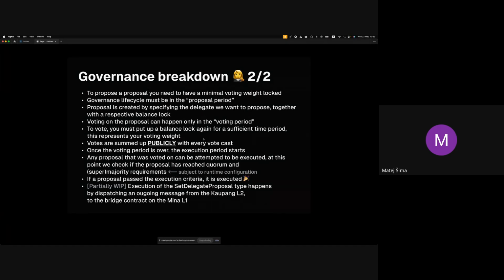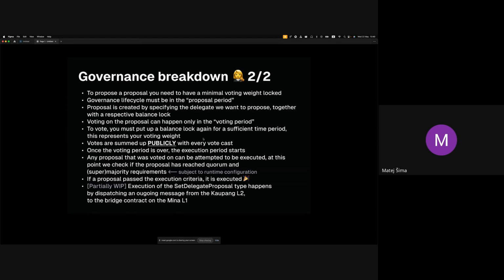In this concrete example with the set delegate proposal, the proposal is essentially specifying the delegate address that you want to propose. Plus, you obviously need to have a balance lock to be able to do that. Voting on that proposal can only happen in the second period, which would be the voting period. If you want to vote, you again have to create a balance lock for a sufficient time period. As we discussed, you have the minimum time period, and then you have the multiplier if you lock for longer. The votes are completely public. We believe that this should be transparent. And the votes are summed up every time someone votes, the runtime takes care of that.